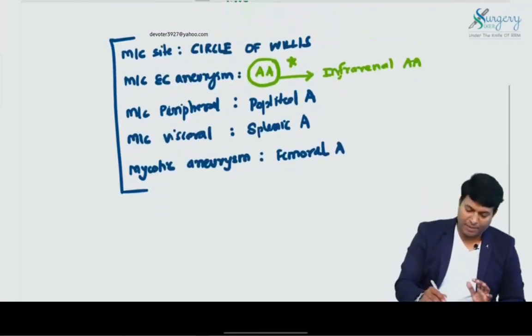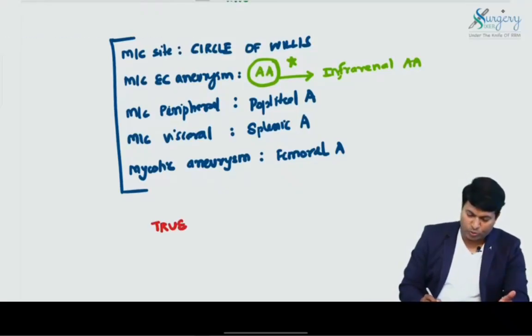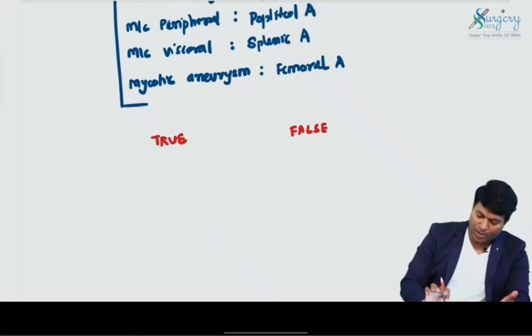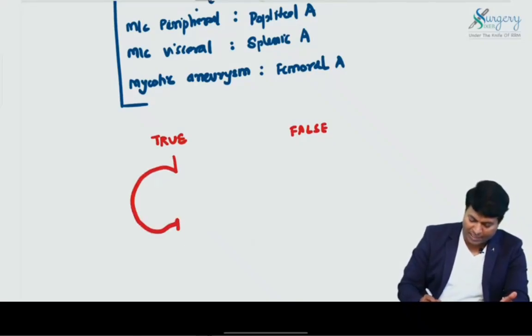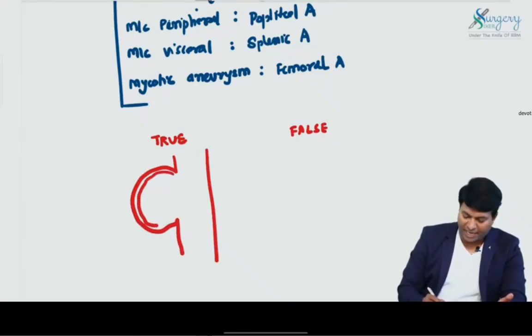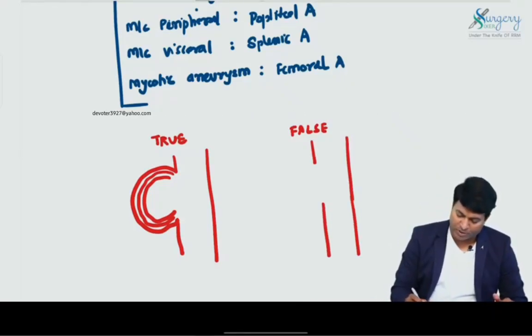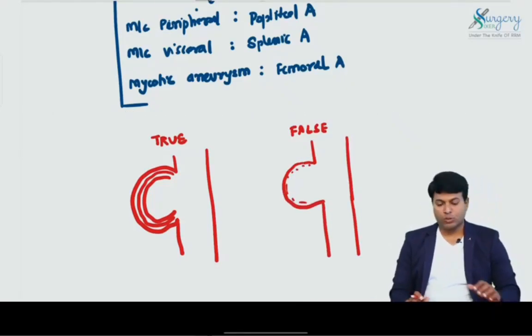The other methods of classification: we can divide aneurysms into true and false aneurysms. A true aneurysm is one which contains all the layers: tunica intima, media, adventitia, every layer is present. A false aneurysm lacks one or two layers. It will not have all the layers. So this is one classification, true and false aneurysm.